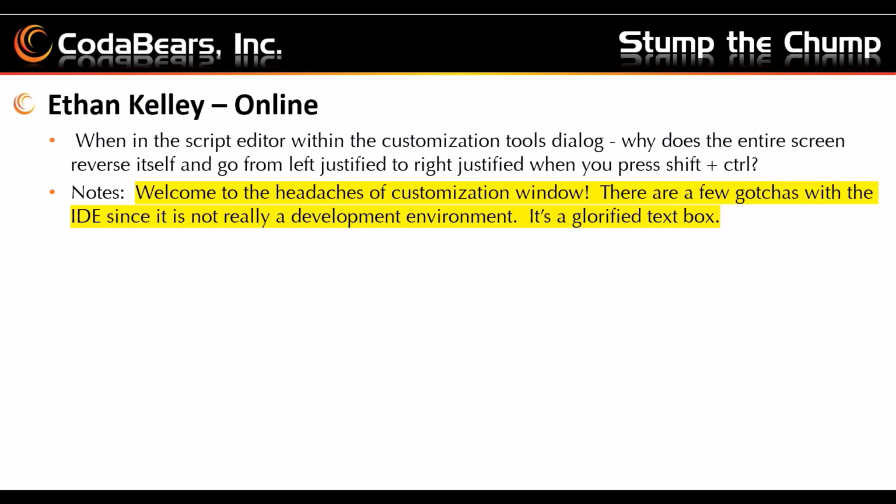This one's pretty self-explanatory, though. When you press Control Shift and you're in the customization tools dialog, like an edit box, everything shifts to the right and reverses itself. I was wondering if there was a purpose for that, or if there's some use for that. So there is a purpose. The editor they're using has multi-language support. So if you are writing in Chinese or some Arabic, that would be why you use it.